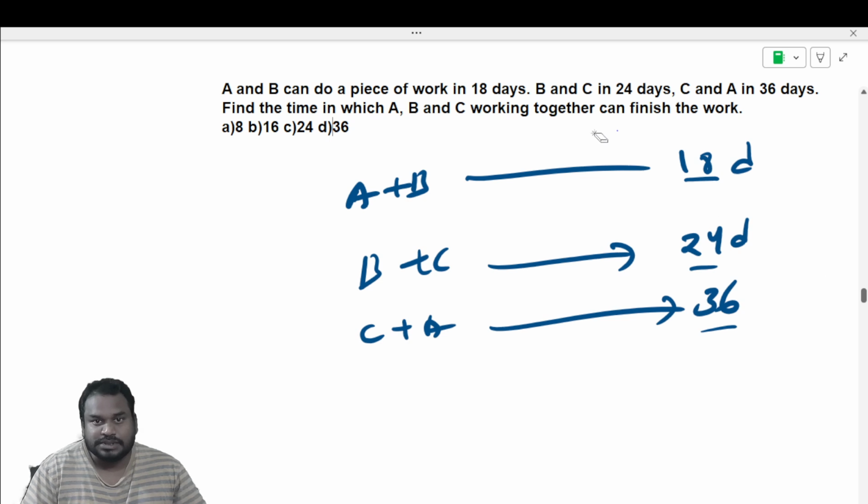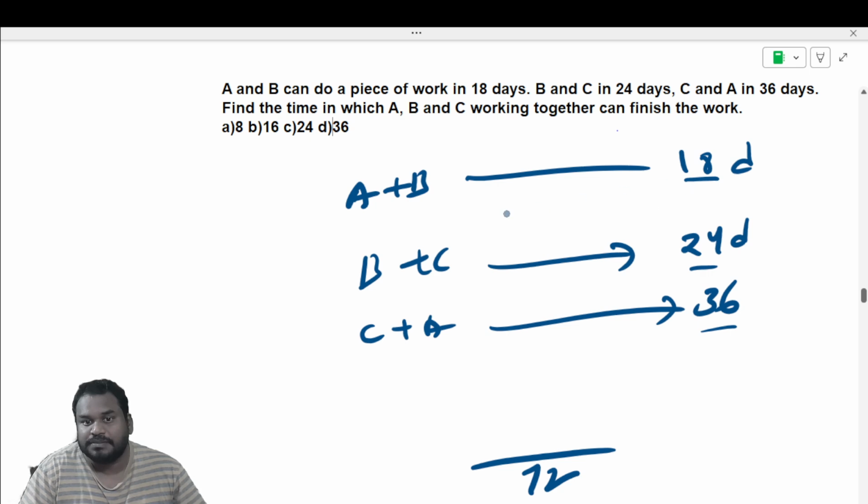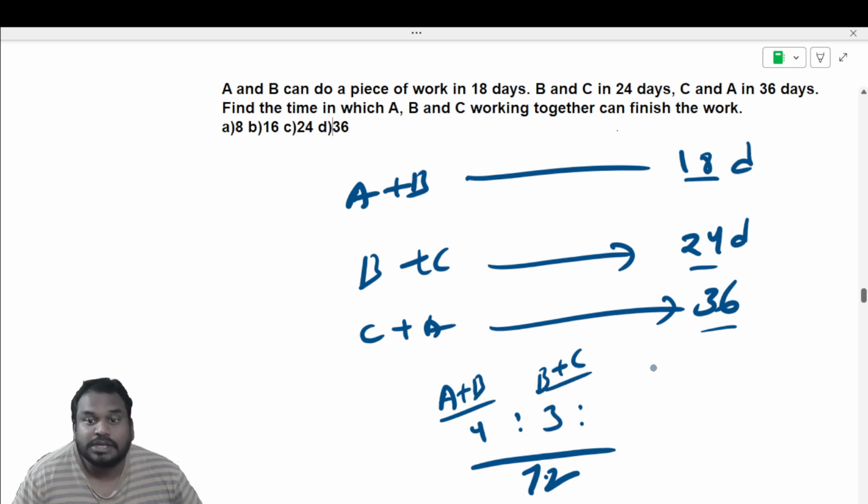Now we got the LCM, just write it down here, 72, and go for the first number. What is that? A plus B. So 72 divided by 18, corresponding to A plus B, will give you their efficiency together. 18 4s are 72. Now you got B plus C. So 72 divided by 24 is 3. Now 72 divided by 36 will give you 2. This is C plus A.